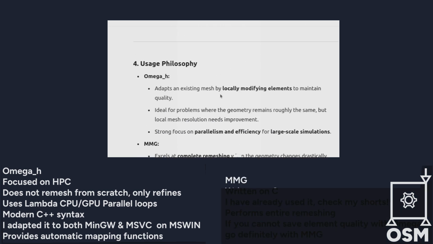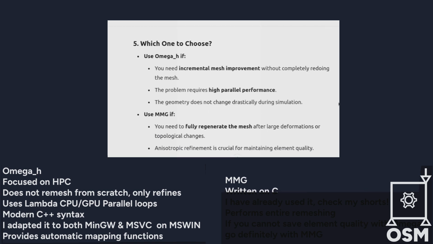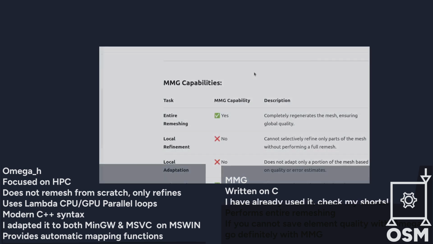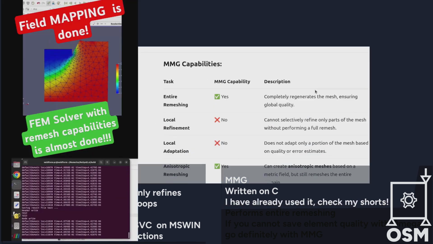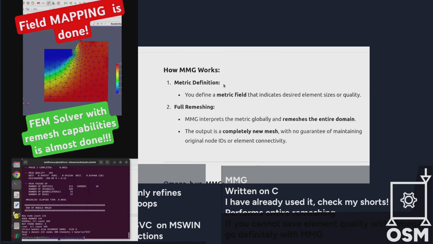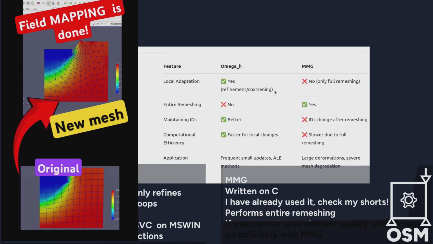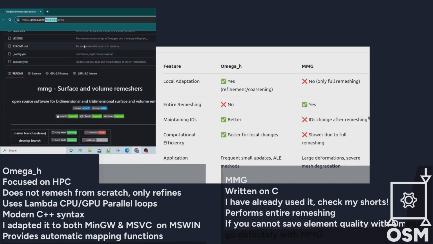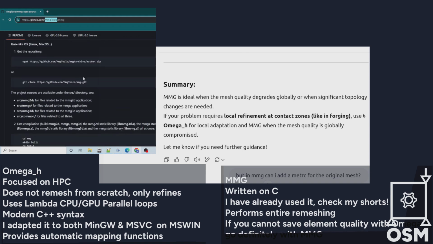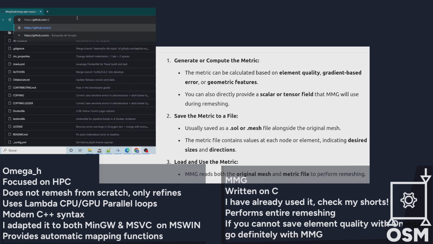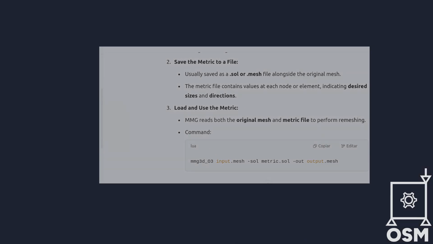On the other hand, MMG performs full remeshing based on a user-defined metric, usually through input and output files. It is robust, especially for complex geometries and controlling edge length or curvature, but it is not designed for incremental updates in memory. So if you want tight integration with your solver and GPU support, go with Omega h. If you need full control over element shapes and sizing, go with MMG.